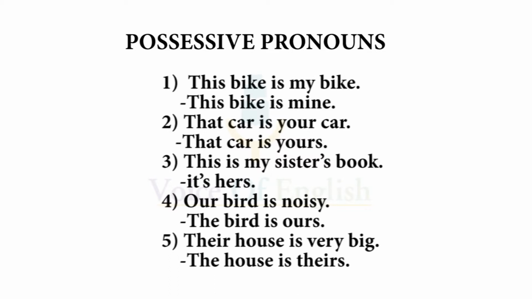First one, this bike is my bike. This sentence is correct but not natural because we are repeating the same noun. But with the possessive pronoun, it looks like this: this bike is mine. So it looks natural.